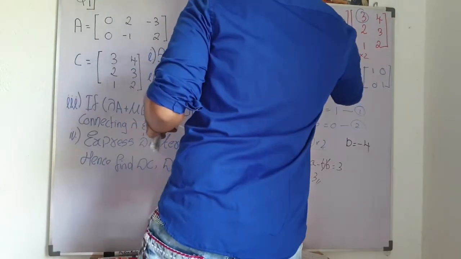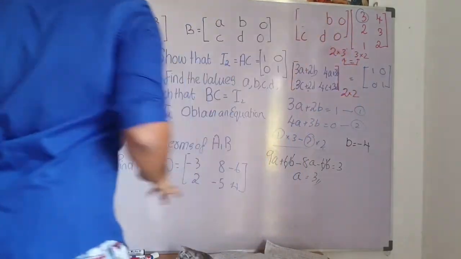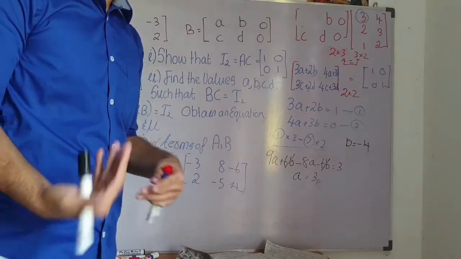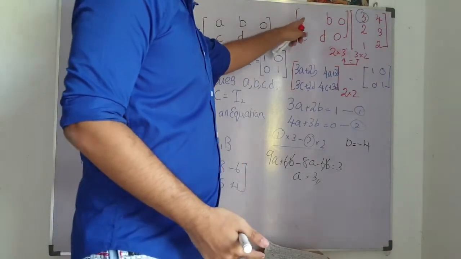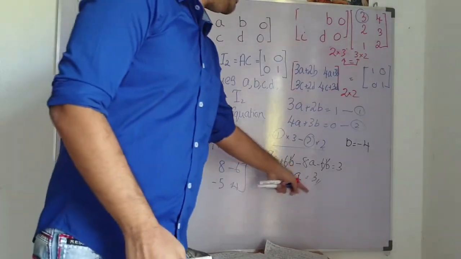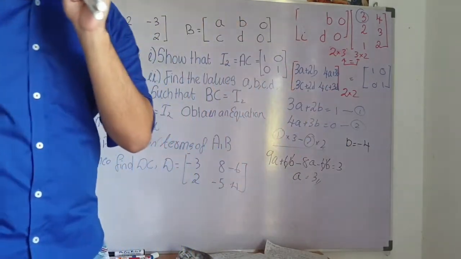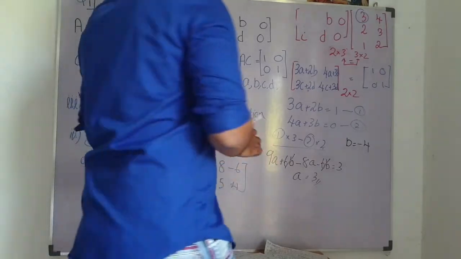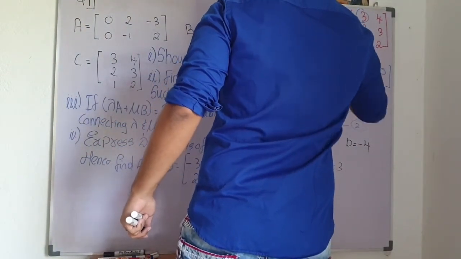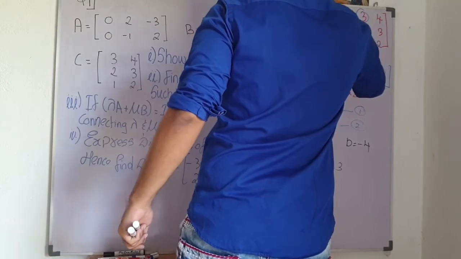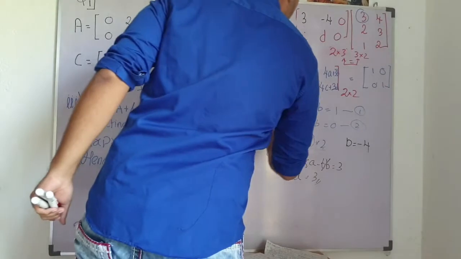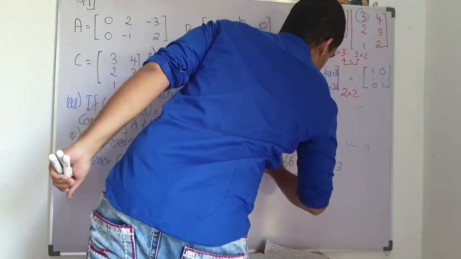You can erase this part. Make sure you don't edit or erase what you have written in your working sheet. I'm just doing this because there is no space here. But once you have obtained the A and B values, you should make a new matrix and put them there. So this is going to be 3 and this is going to be minus 4. So C and D. Now let's find the values of C and D.